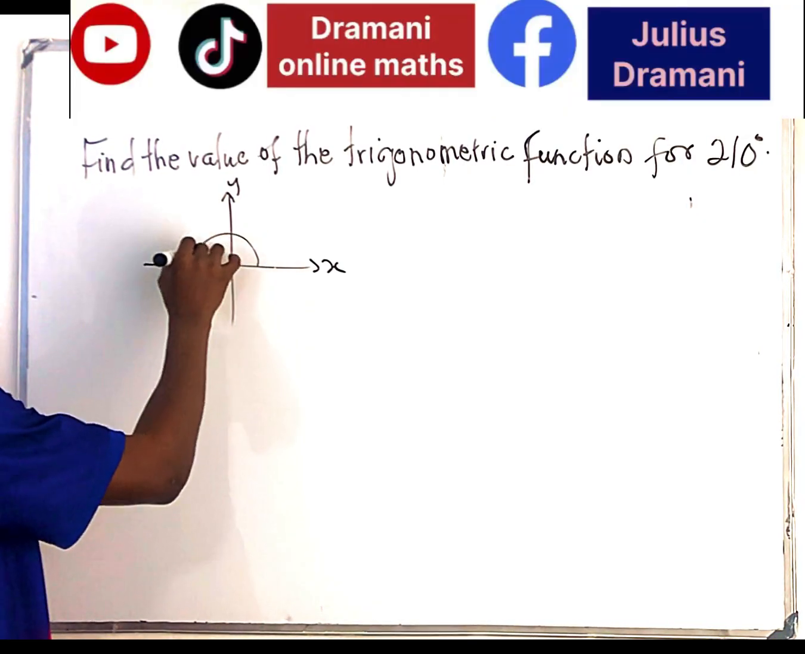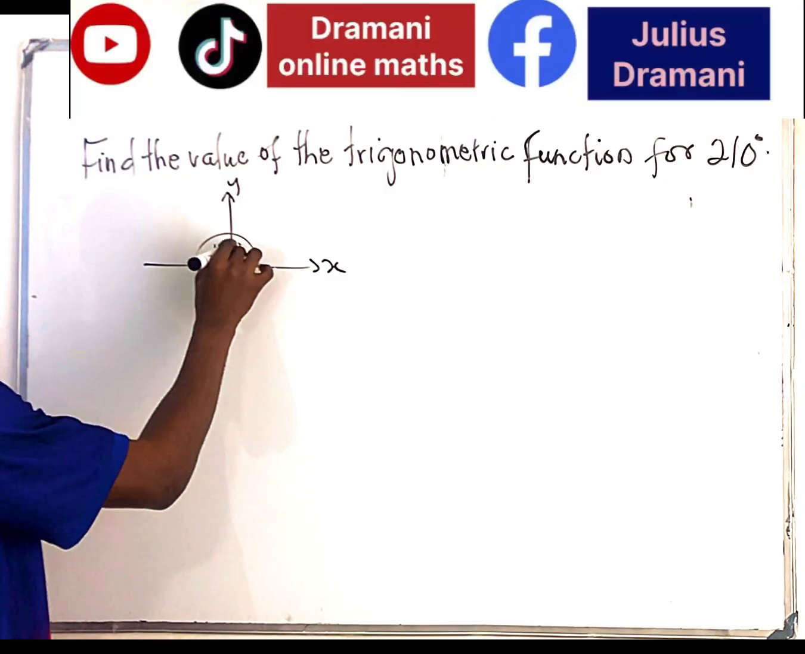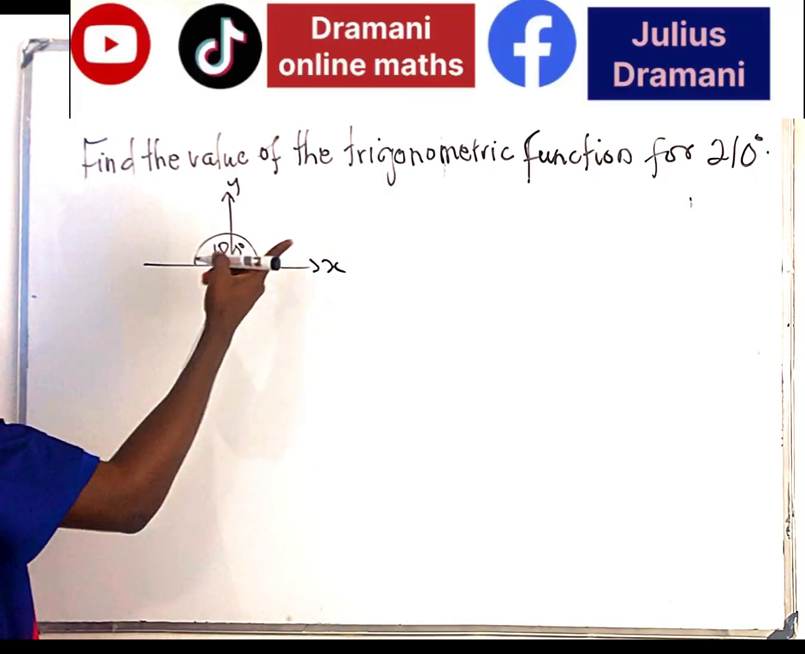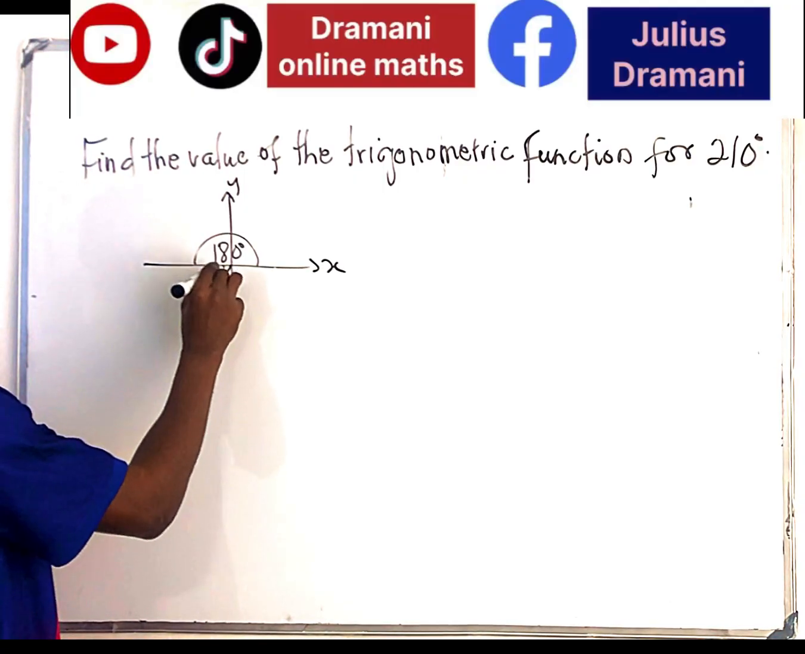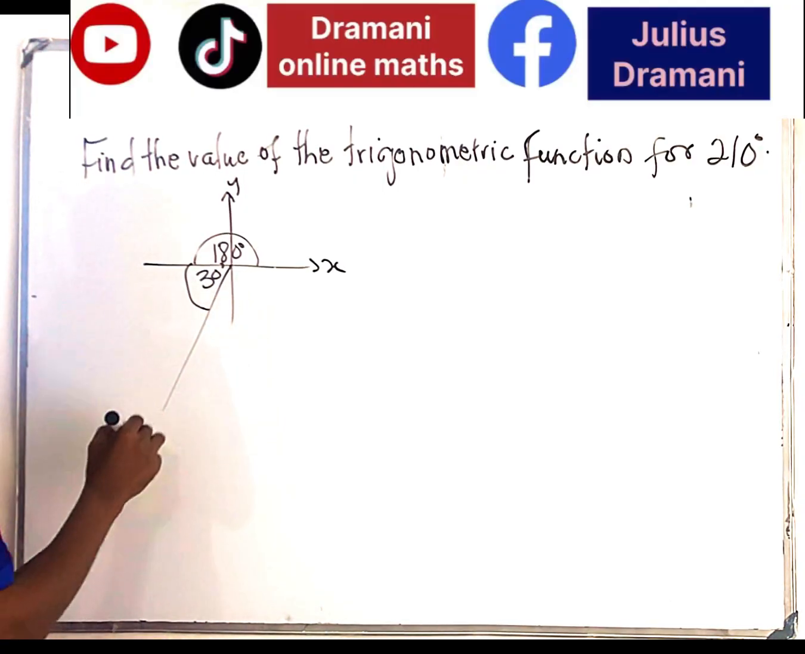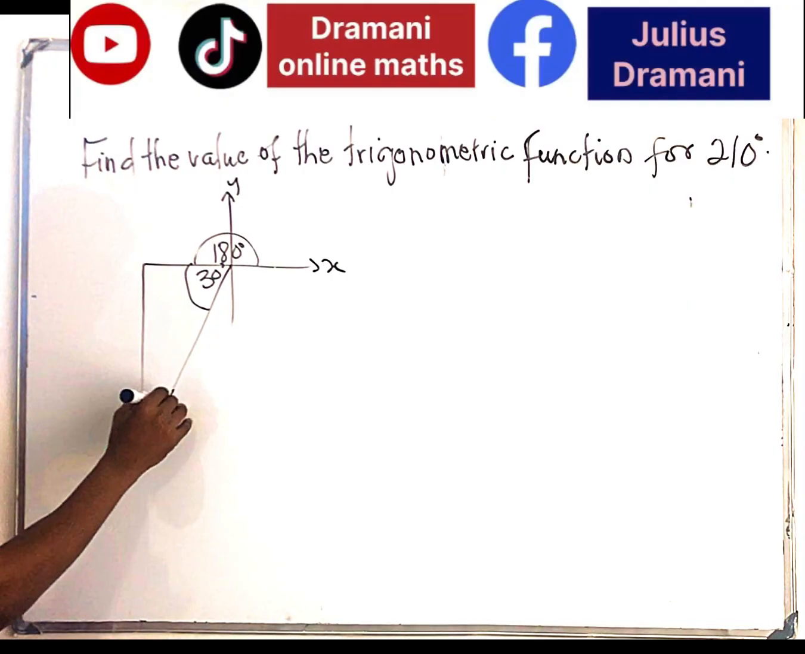And from here to here, we know that it's 180 degrees. So what will I add to 180 to get that 210, so that I will get my reference angle? And that is 30 degrees. So I have it here. With this, I can draw a right-angle triangle.